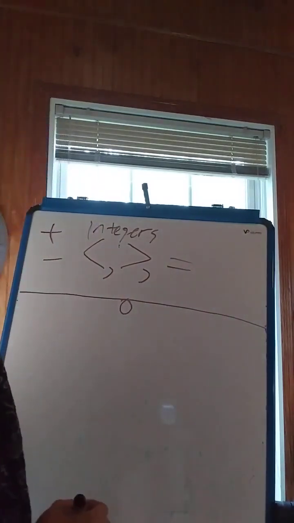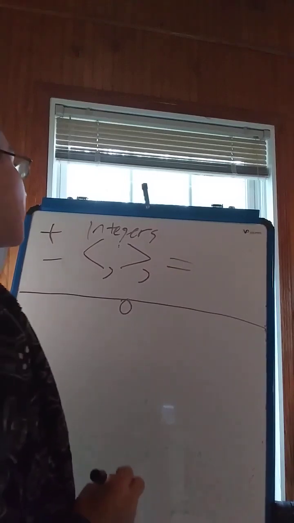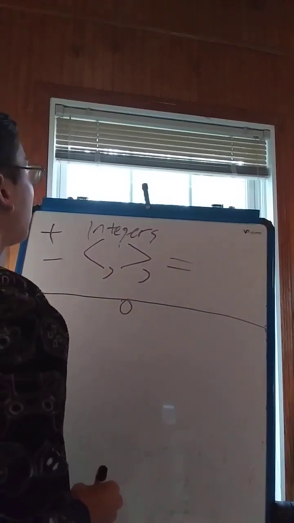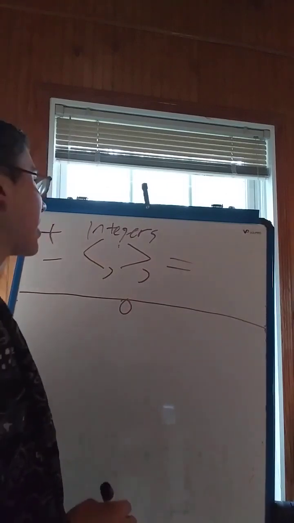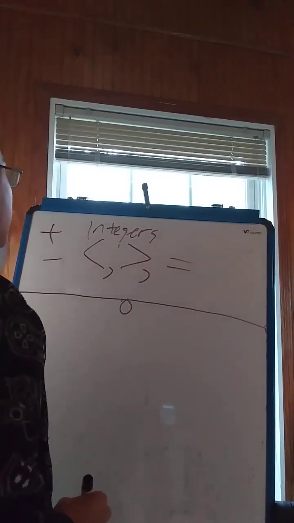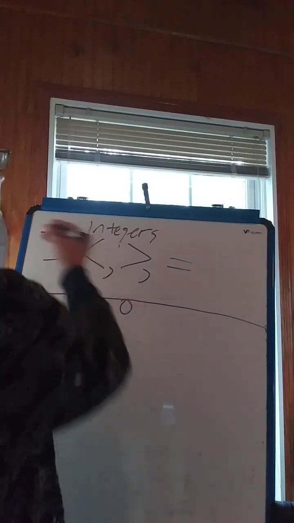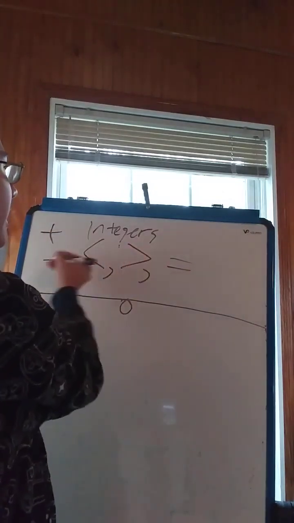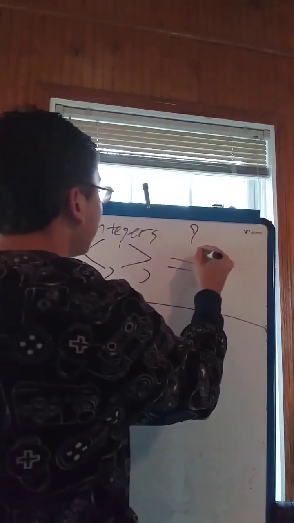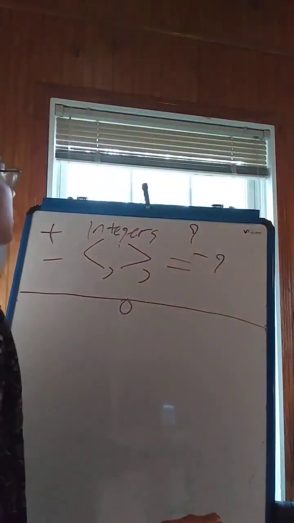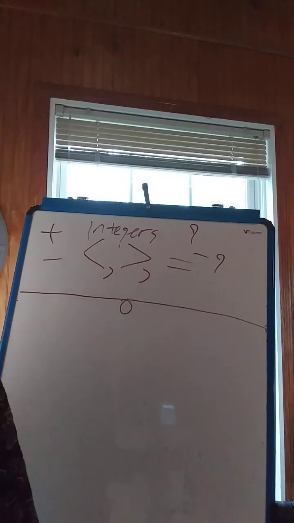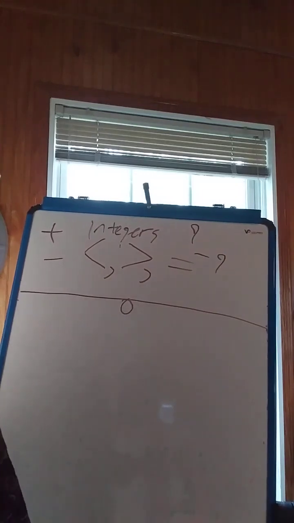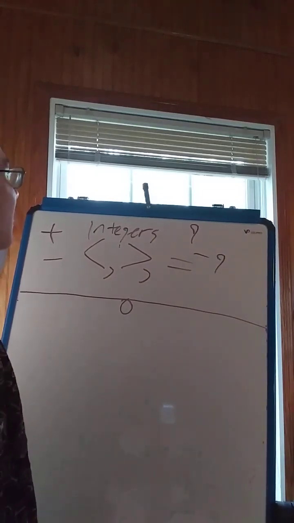I'm not going to do any explaining for where these things go, because a picture is worth 1,000 words. So we have positive numbers, and we have negative numbers. But what about 0? Is 0 positive or negative? Is 0 an integer?